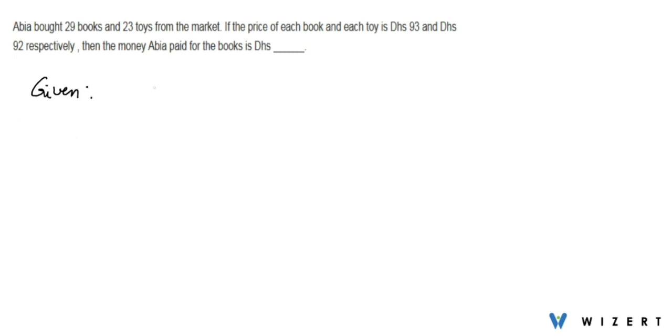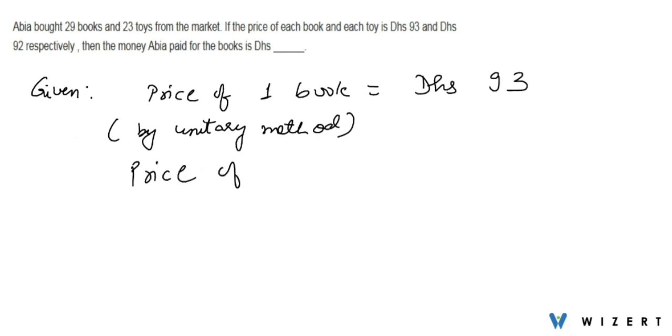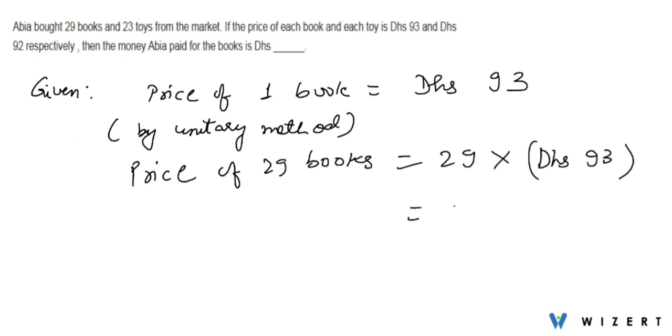It is given that the price of one book is equal to DHS 93. So using the unitary method, what we can find out here is the price of 29 books. The price of 29 books will be equal to 29 multiplied by the price of one book, that is DHS 93. If we multiply this, we'll get 2697 dirham. So this is the price of 29 books.